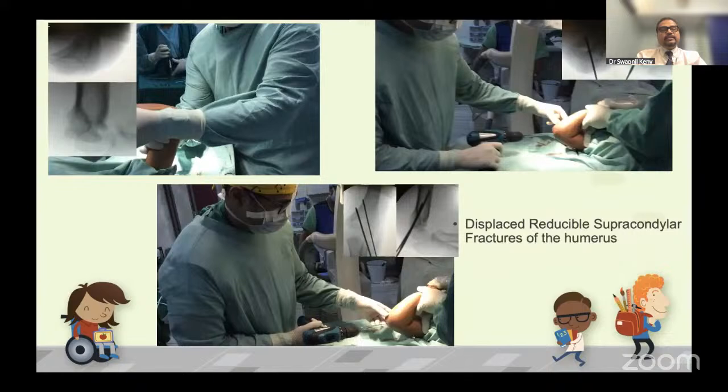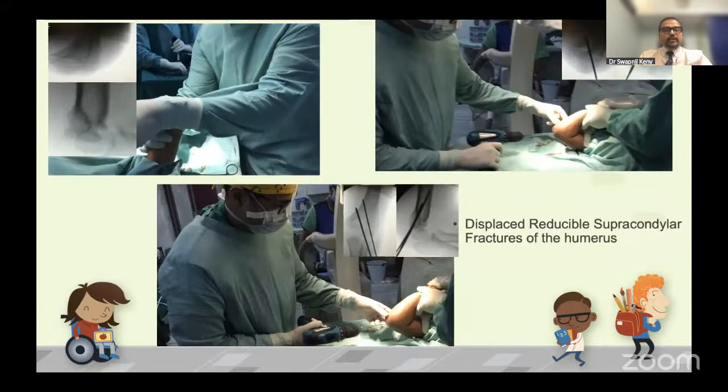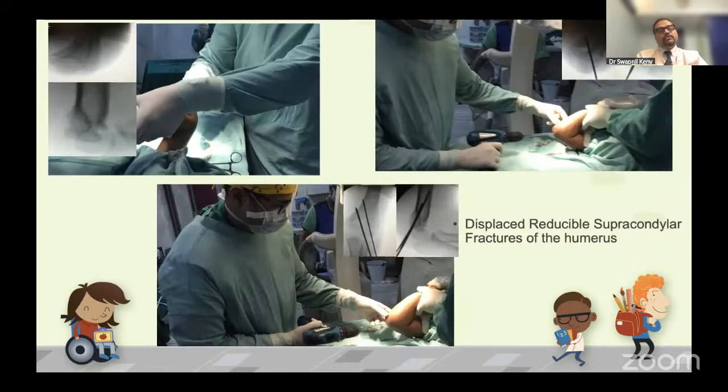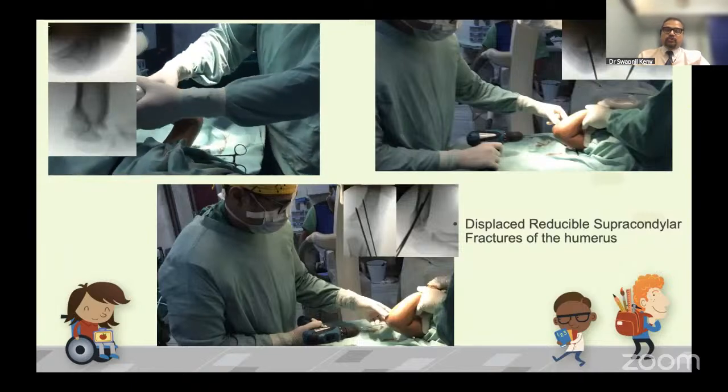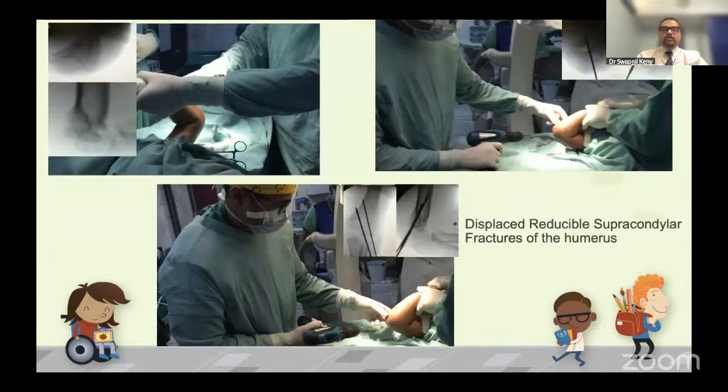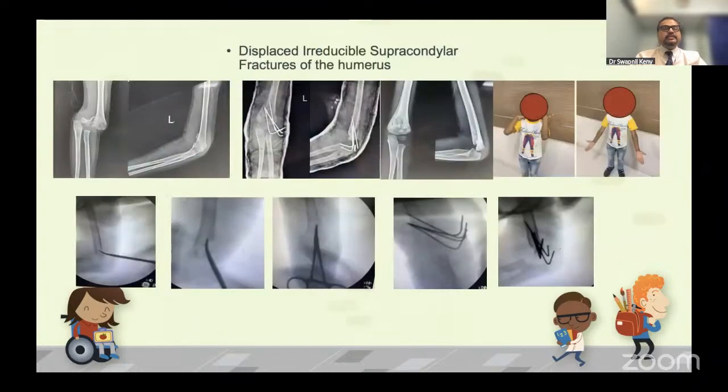Once you do that, you either keep the arm supinated or pronated depending upon the fracture configuration and check for the kind of reduction you get. Once that is done, you start putting the wires inside and then you are done. Now, that was a reducible fracture. What happens if it is an irreducible fracture?